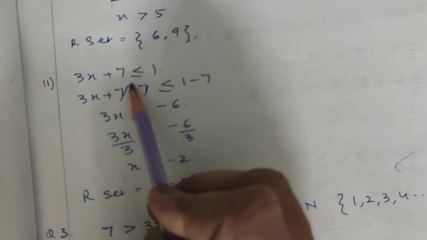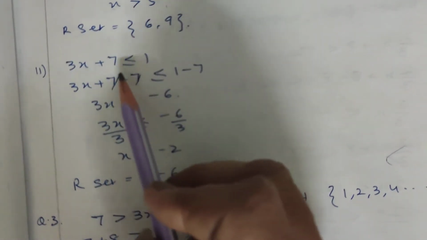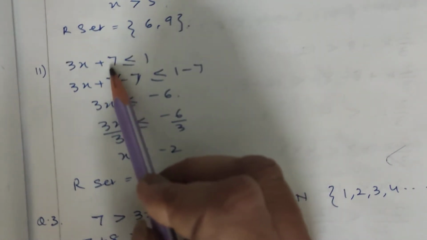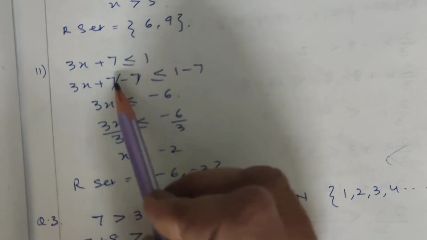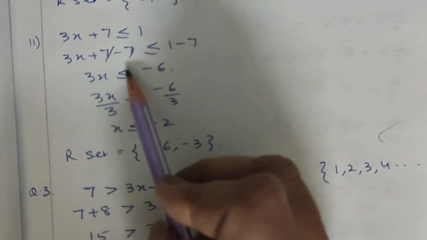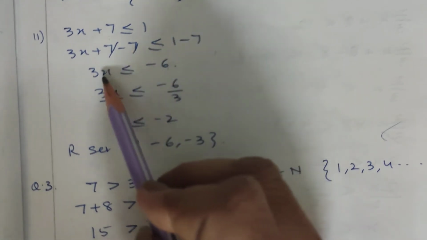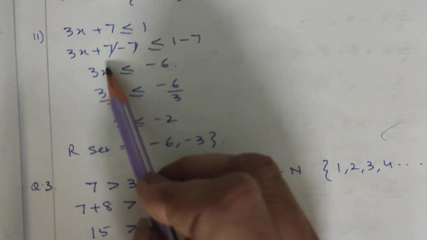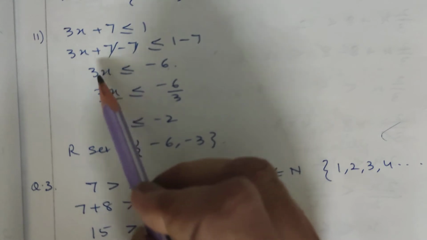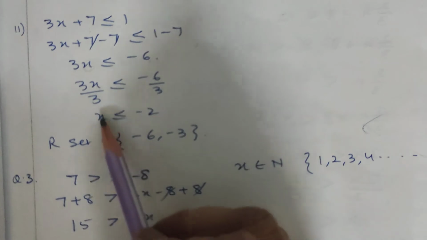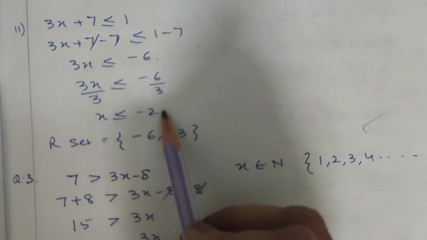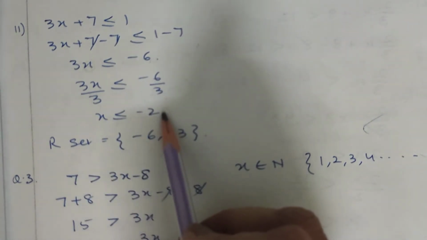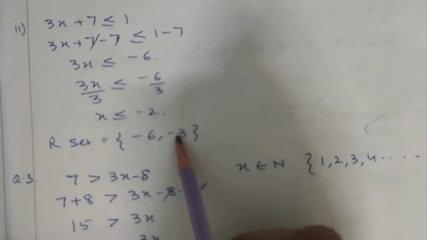Next, 3x plus 7 is less than equal to 1. Subtracting 7, because I have to remove the 7 from here. So, minus 7 both the sides, you get 3x is less than equal to minus 6. Dividing by 3, because I have to make this x as the subject, x is less than equal to minus 2. Now, what are the values of x less than equal to minus 2 from this replacement set? Minus 3 and minus 6.